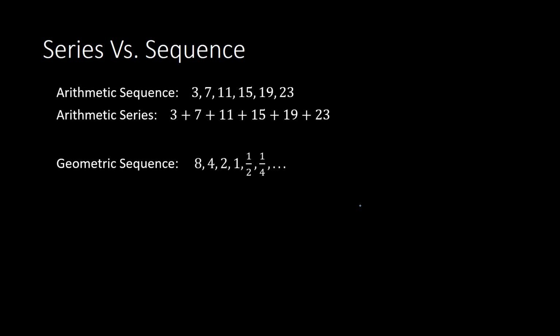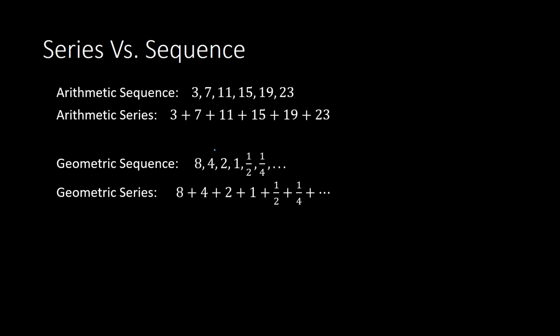And then a geometric sequence would be something where you're multiplying to get to the next term. So here we're multiplying by 1/2 to get to each term. So 8 times 1/2 is 4, 4 times 1/2 is 2, and etc. A geometric series is when you add those together to give me 8 plus 4 plus 2, and etc.